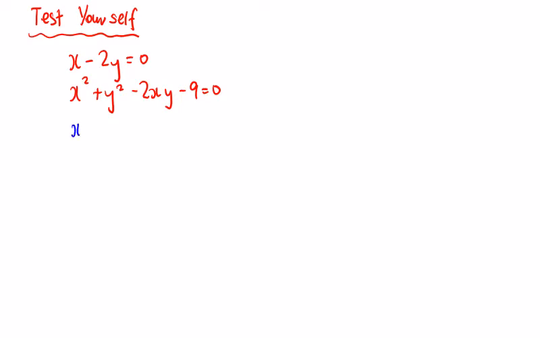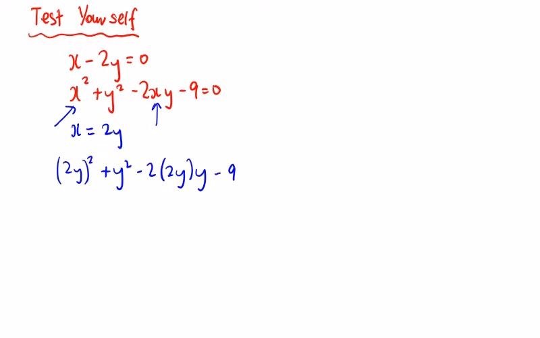We should start with x is equal to 2y. Replacing my x's with 2y, I'm going to get (2y) squared plus y squared minus 2 times 2y times y minus 9 equals 0. So we have 4y squared plus y squared minus, you can see here, minus 4y squared. So we've got cancellations. Minus 9 equals 0. So y squared minus 9 equals 0.